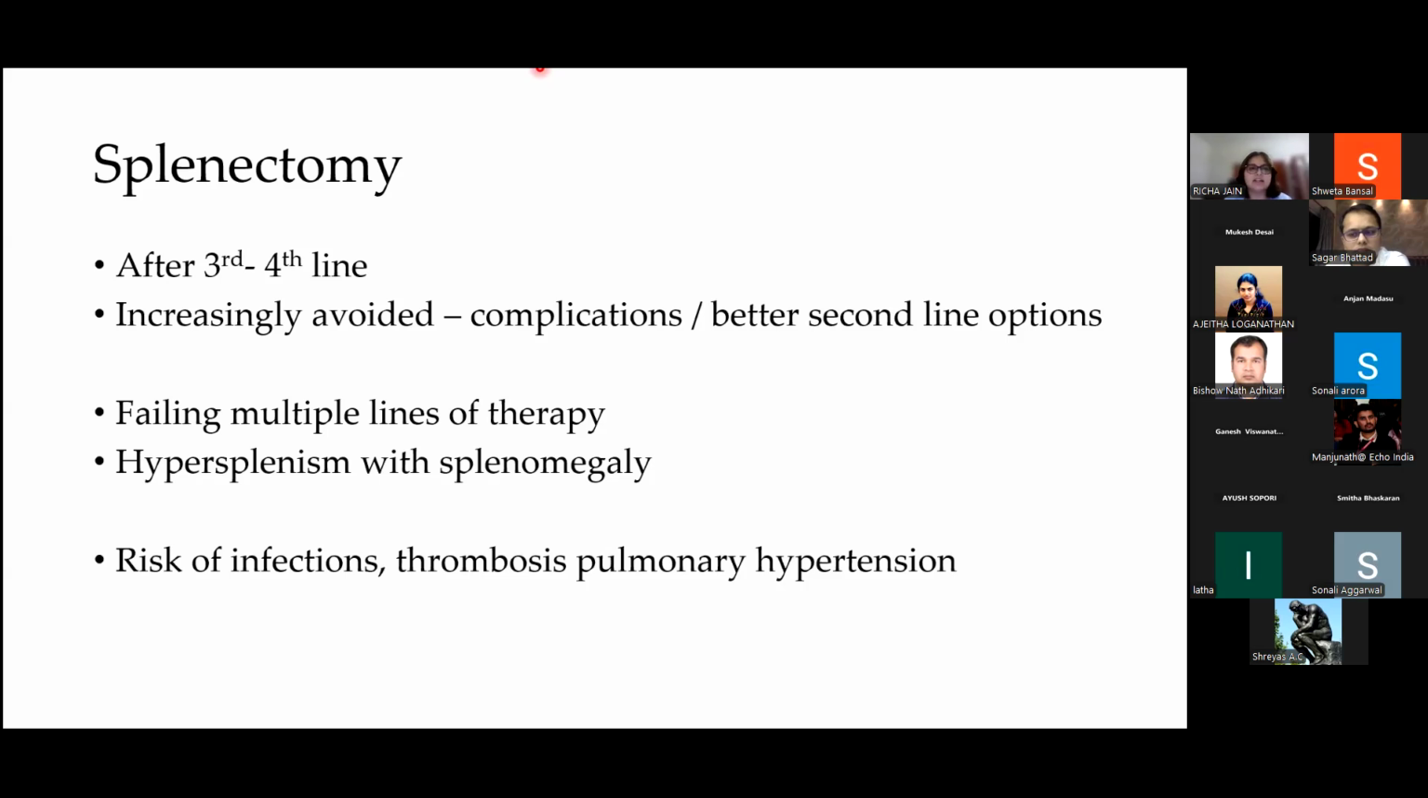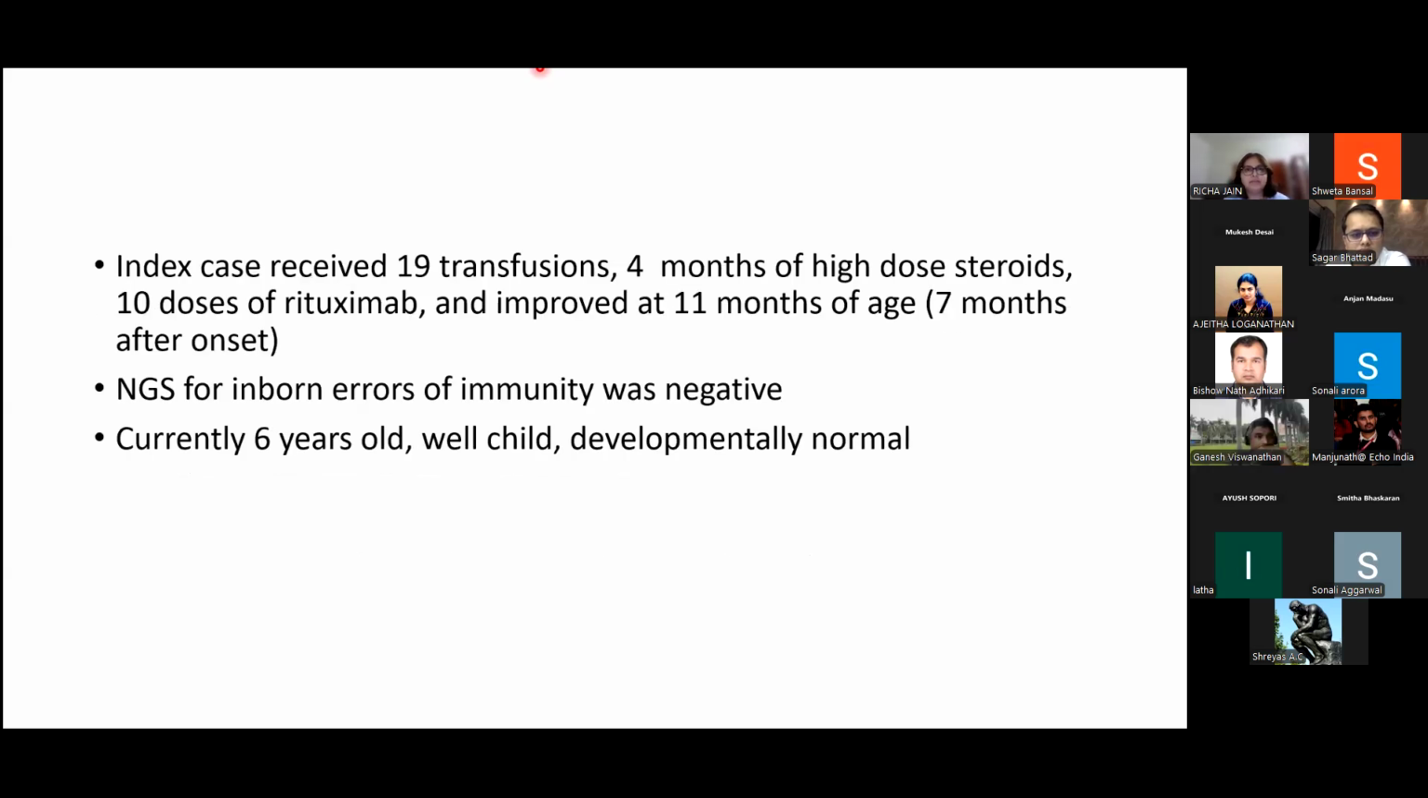But like Dr. Neeta has said, it comes with a lot of complications, including in the second and third decade of life with pulmonary hypertension and thrombotic complications. So the index case received 19 transfusions and 4 months of high-dose steroids, 10 doses of rituximab actually, and improved at 11 months of age, 7 months after onset. And NGS for inborn errors of immunity was interestingly negative and currently very developmentally normal.